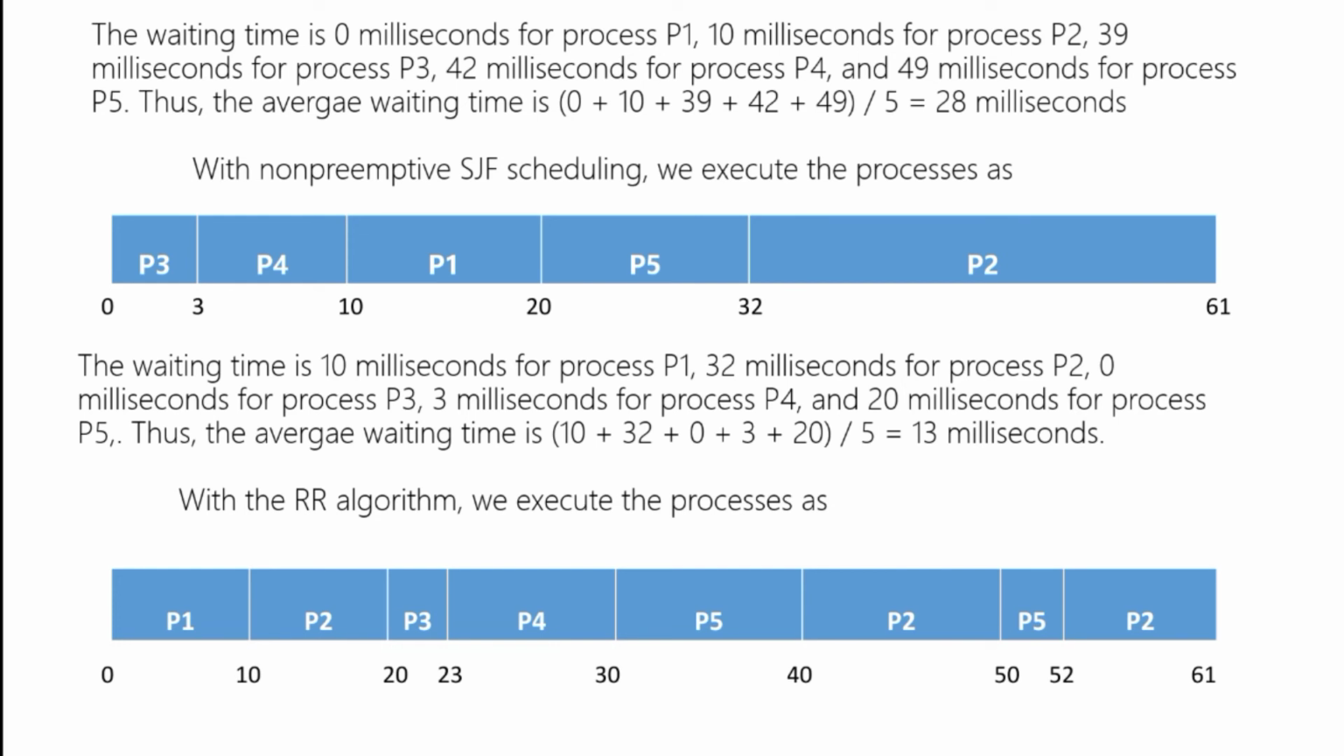Whereas, if we use non-preemptive SJF scheduling, we execute the processes starting with P3, since it has the shortest burst time, which is 3.